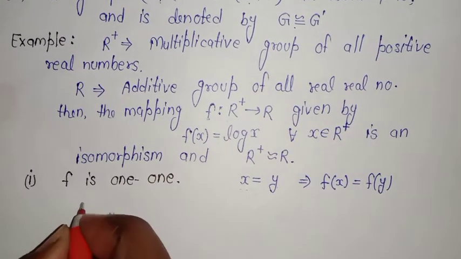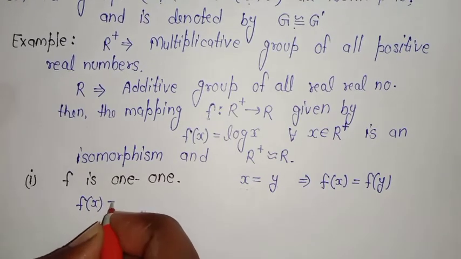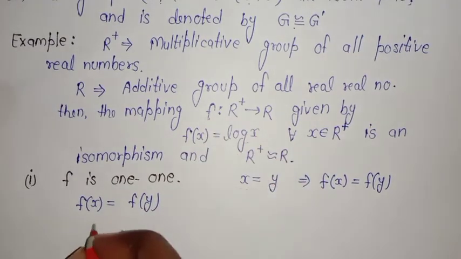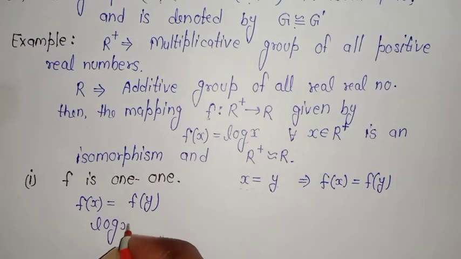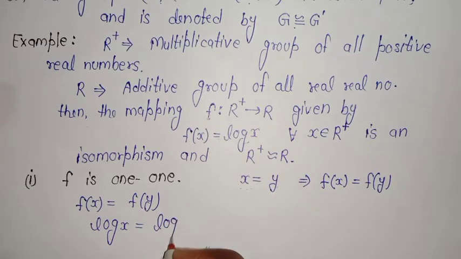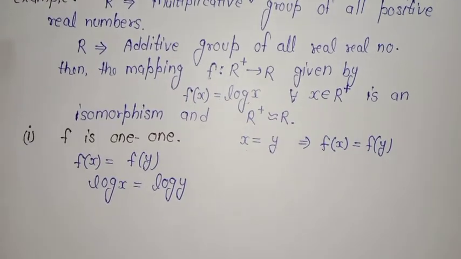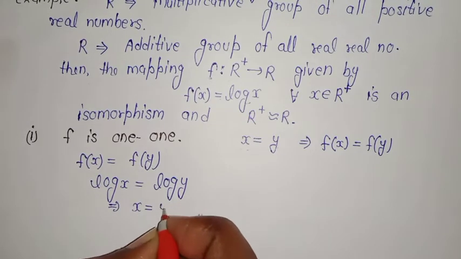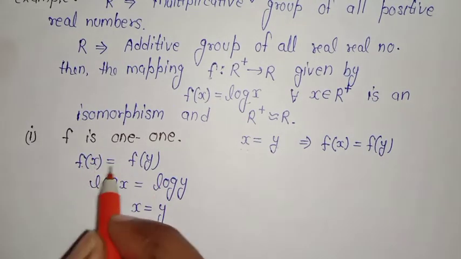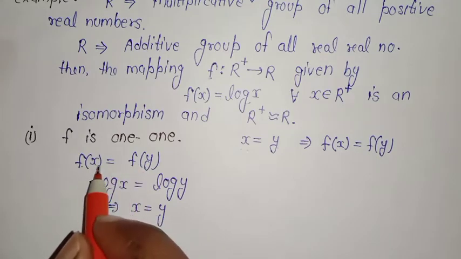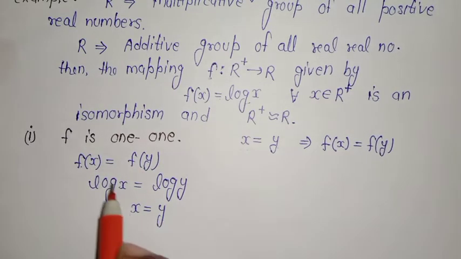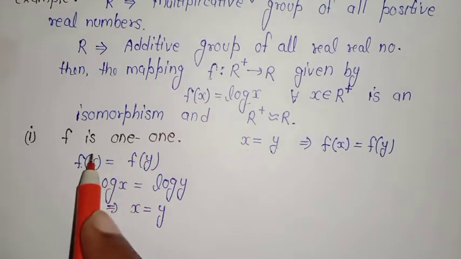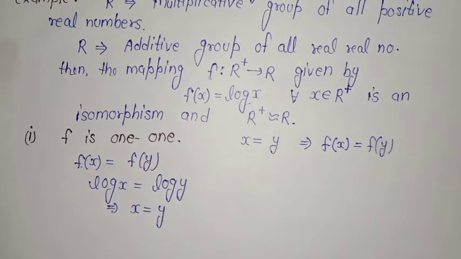So if f(x) = f(y), then by the given function we can write log x = log y. If we take the anti-log on both sides, we get x = y. So for two equal images, the elements are also the same. That is, if their images are the same, then the elements must be the same. So the function is one-one. Now we show the condition of onto.